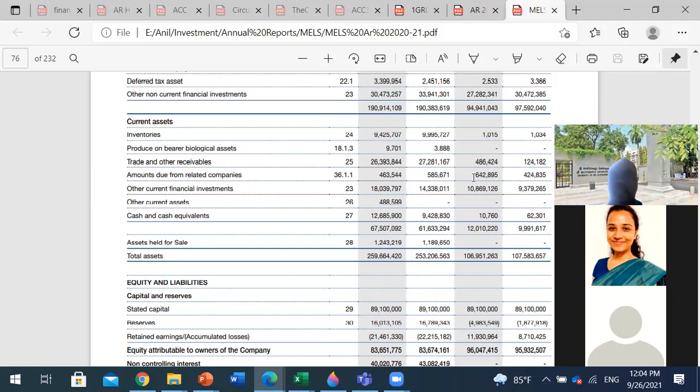Other current financial investment. As the word suggests, the financial investment, just financial assets. You need to deduct it. Other current assets, no. Then the cash and cash equivalents. Again, you need to have a kind of yardstick, a tool to separate.